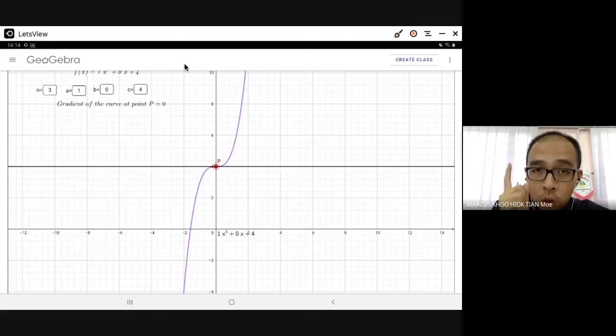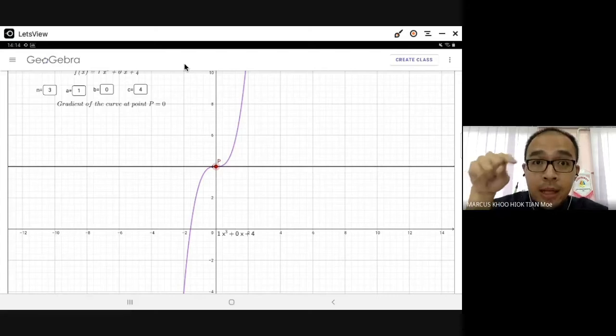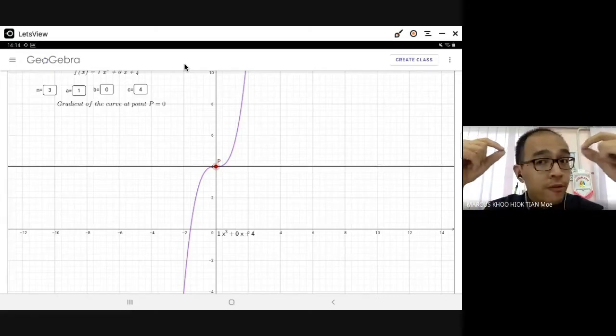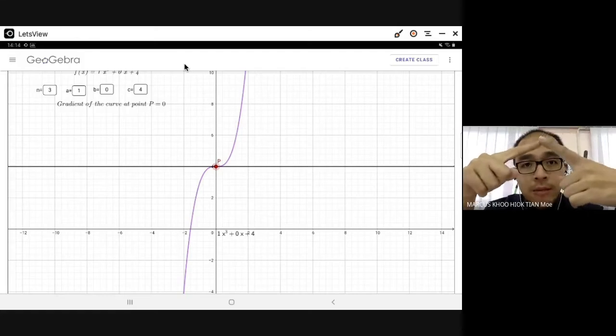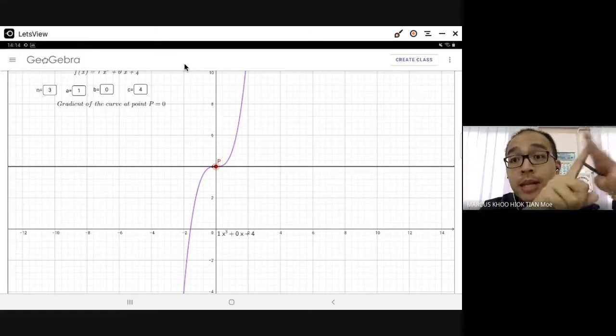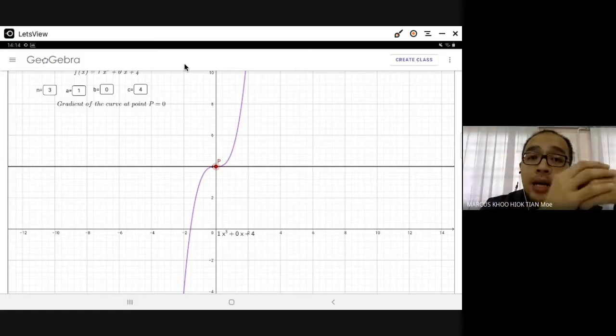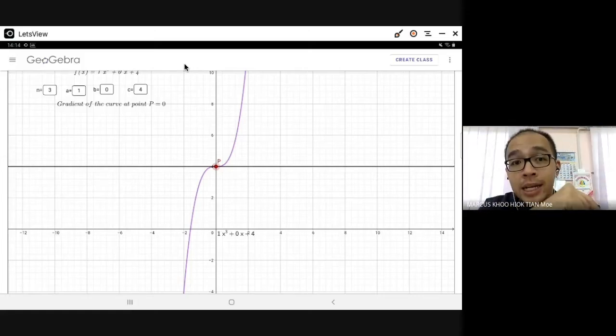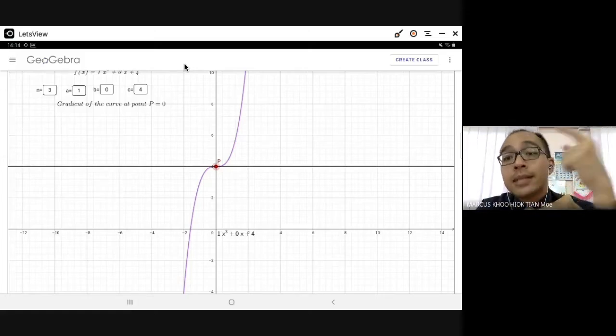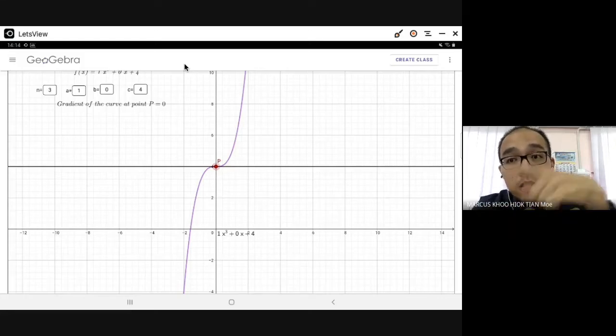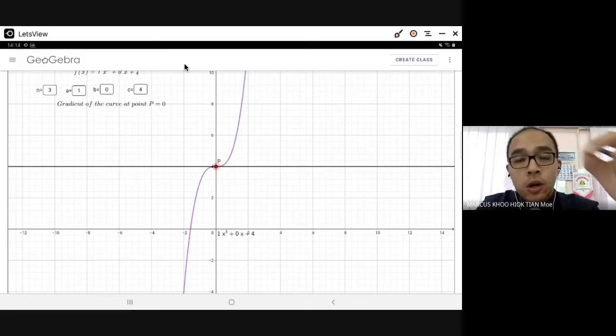Okay, the gradient doesn't change sign means it goes from positive and then is still positive. Okay, then that particular stationary point is called a point of inflection. It is not a maximum turning point, it is not a minimum turning point because it does not fulfil the condition. And it is the same thing if the gradient is from negative, then after the point of inflection it is still negative. Okay, so that point is still called a point of inflection.